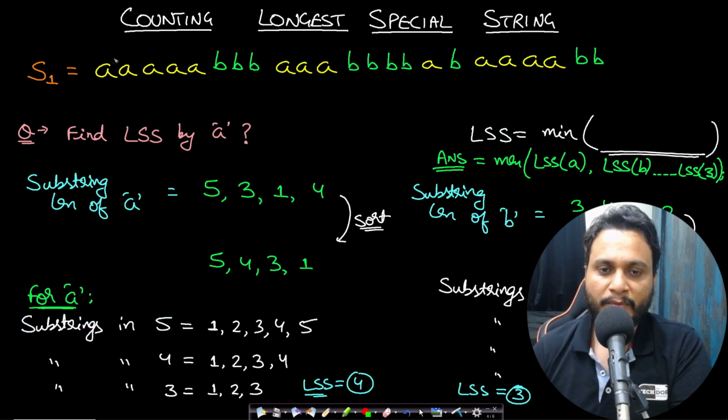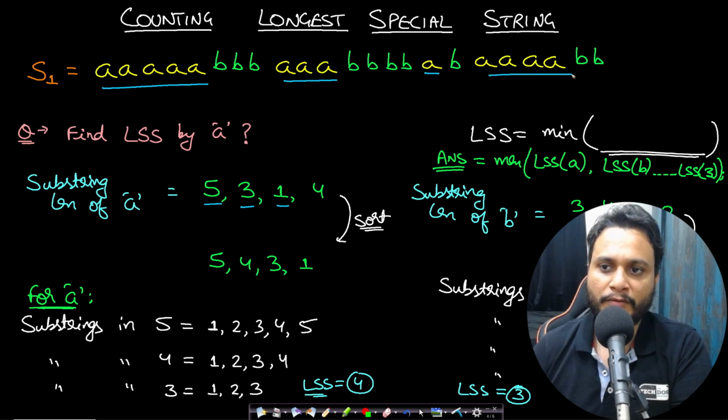But what if you have multiple special strings? Like if you have a long string as it is given, you can note that for A we have 4 special strings present at different locations, right? 4 special strings. So out of this, if I ask you about the first substring of A, what is the size? It is of size 5. Second run of A, it is of size 3. Third run of A, size 1, and the fourth run of A, size 4.